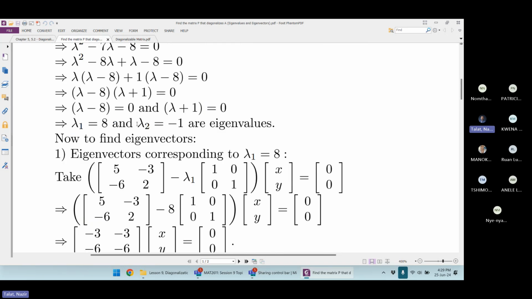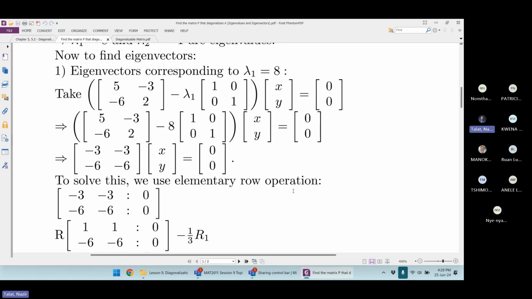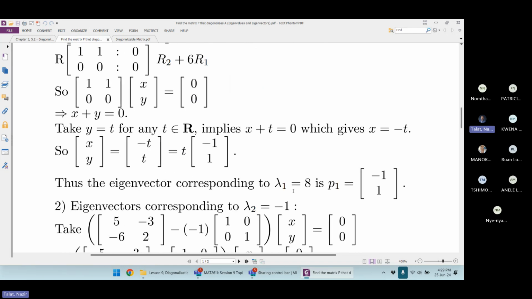Now, if we put lambda equal to 8 and solve the characteristic equation Ax equals lambda x, it will give us the eigenvector corresponding to that eigenvalue. This gives a simple homogeneous system, and you know how to find the solution of a homogeneous system. We know that the solution of a homogeneous system is always an eigenspace, which is called the null space. So this will give us a null space.